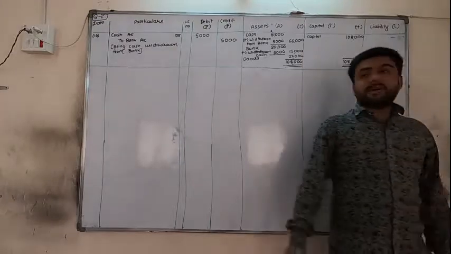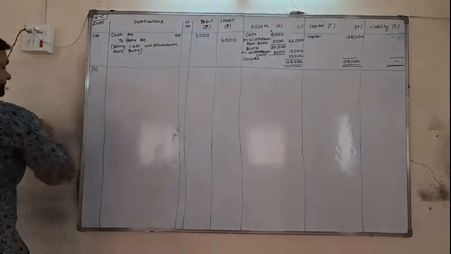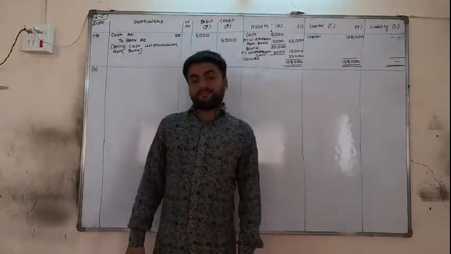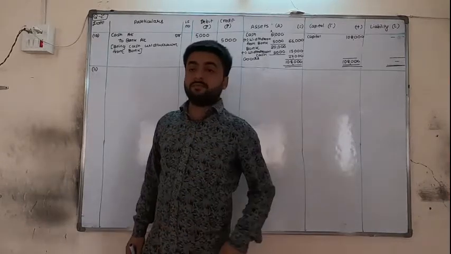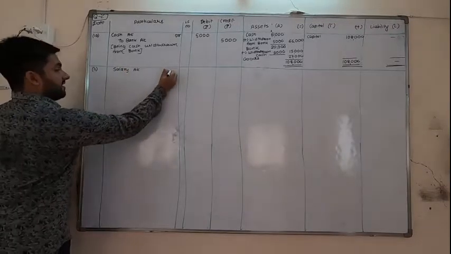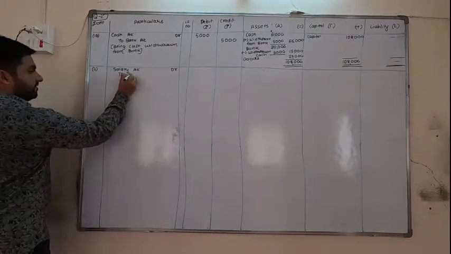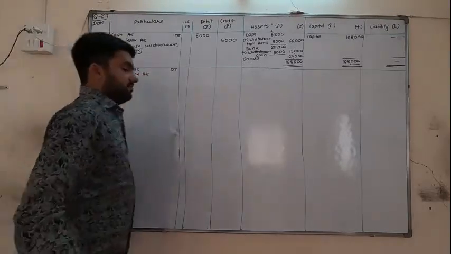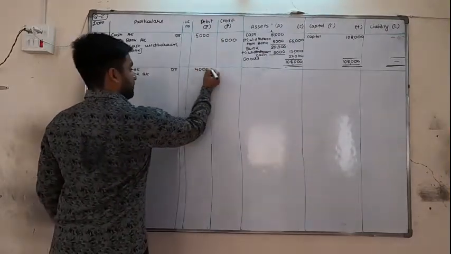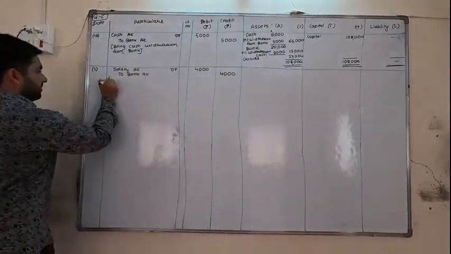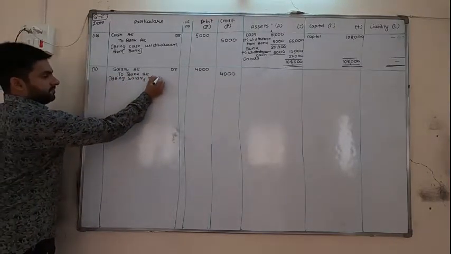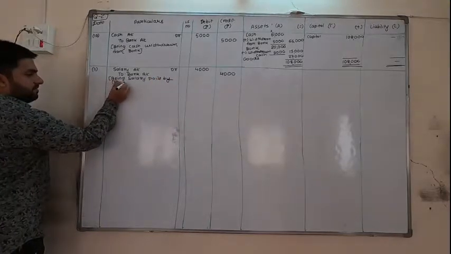Salary of 4,000 paid by check. Salary is an expense and we have paid by check. So salary is expense, salary will be debit. We are paying by check, so bank is the giver, bank account credit. So salary account debit to bank. Amount I think 4,000. Salary paid by check.